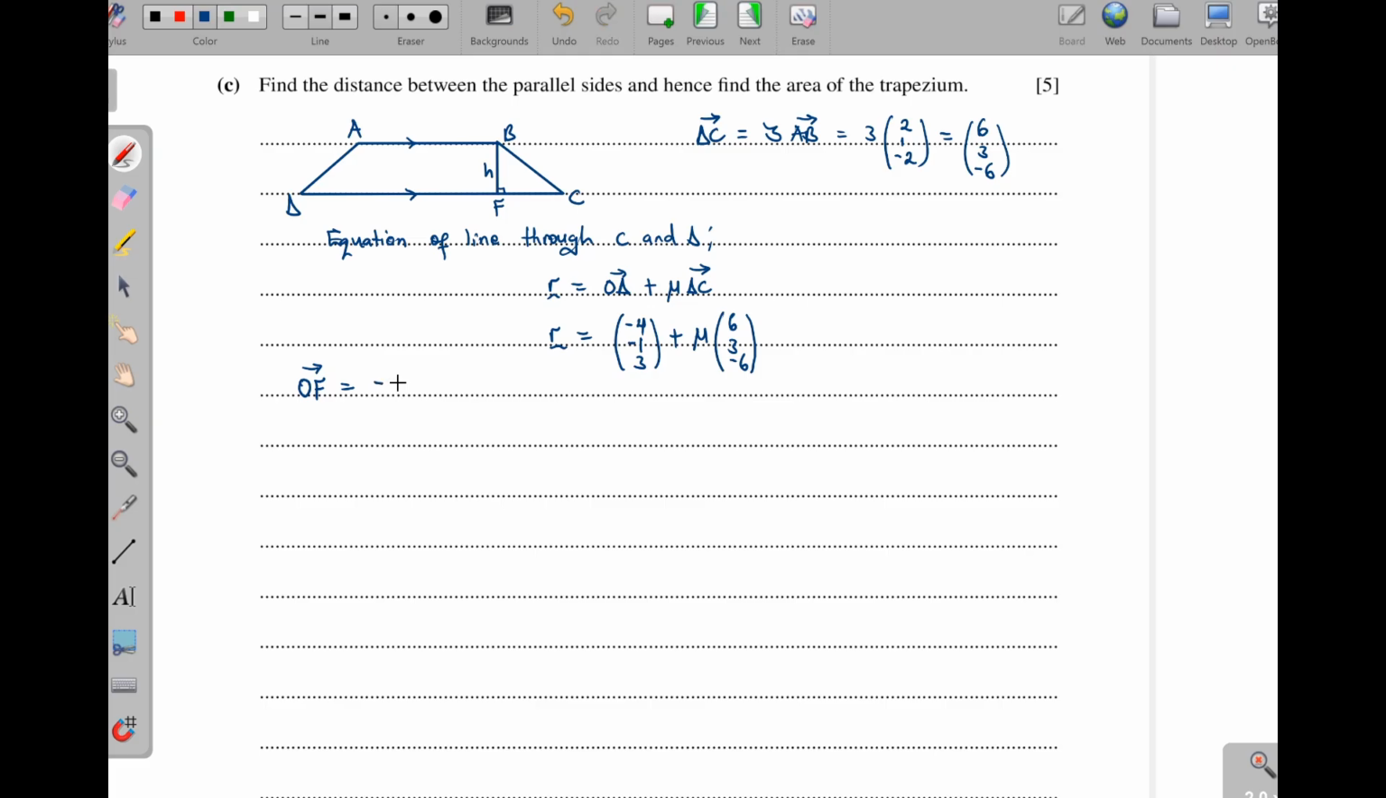So we shall have negative 4 plus 6 mu, then negative 1 plus 3 mu, and then 3 minus 6 mu. So for whichever value of mu that you get, you'll be locating the points that are on that line. So if mu is 0, then we are having this one here, which is D. Then if mu is 1, then you get another point like that, like that, like that.